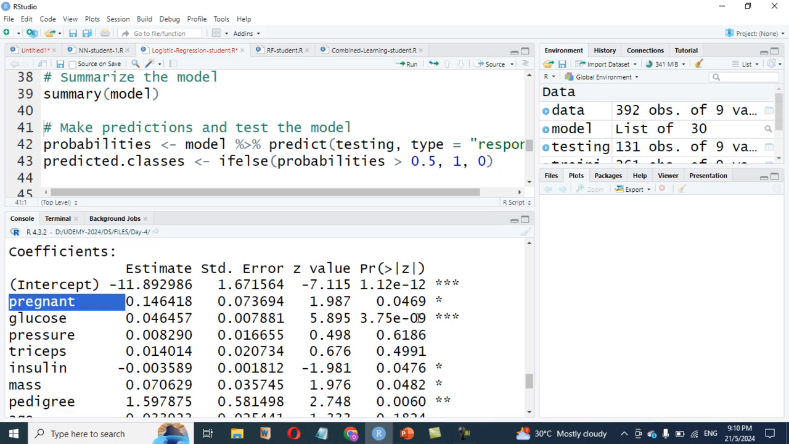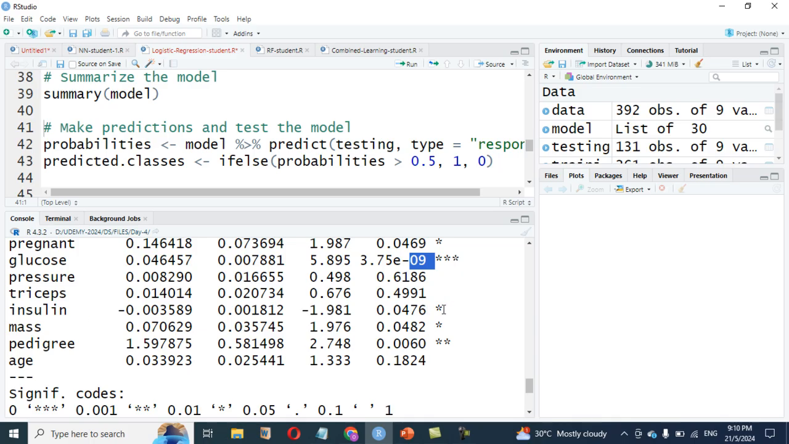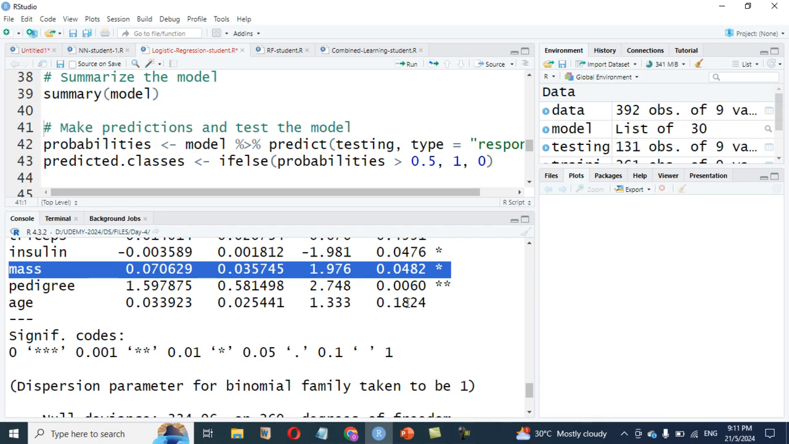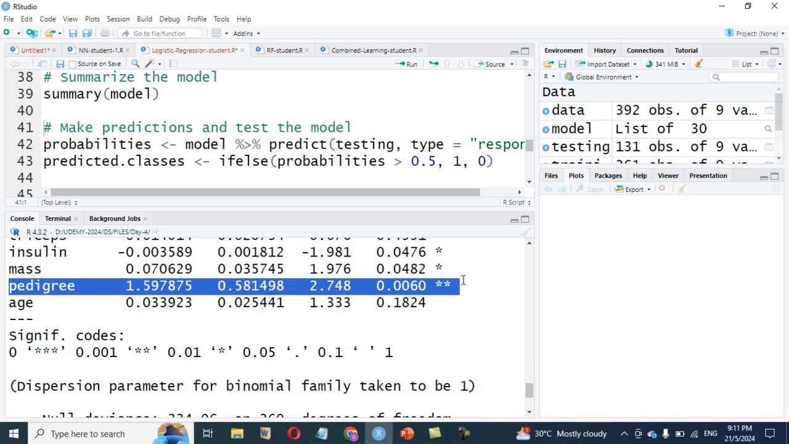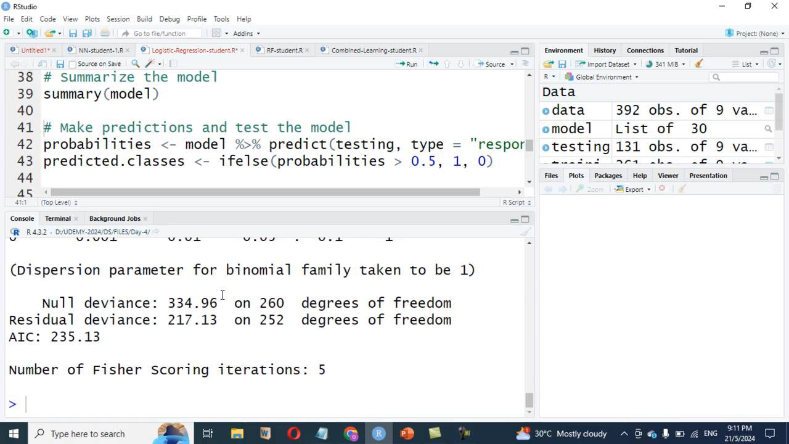So glucose is significant, right? Then we also have insulin, which is also contributing to the diabetes. We also have the mass of the participant, and the pedigree of the person. Pedigree is also significant. That is all that is significant here. This one shows that it is highly significant, followed by the two asterisks, followed by this one. That is just a sign we are showing here. So you can see it's a sample here.